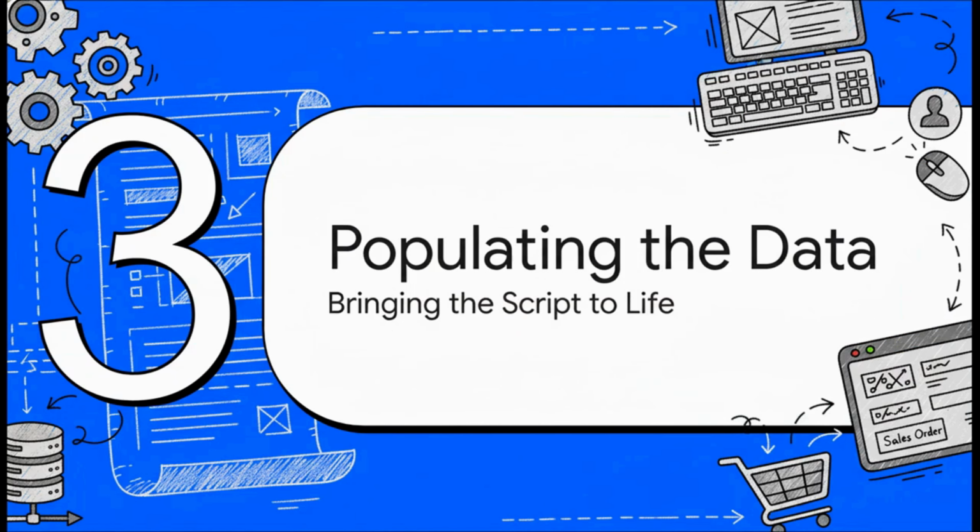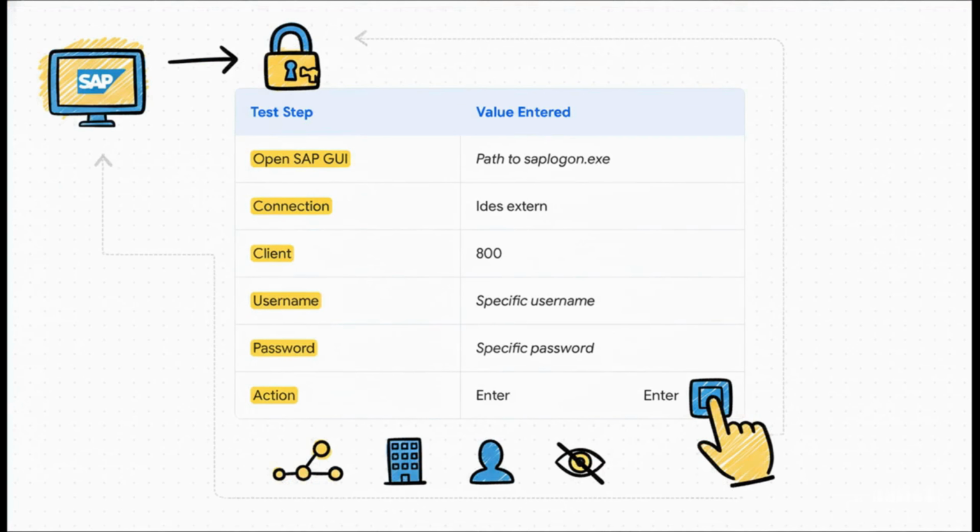With that blueprint in place, it is time to bring this thing to life with some data. This is the really critical step, where we tell the script exactly what information to type into every single field, from the login screen all the way to the final order. So the process starts with the absolute basics. You've got to get in the door, right?